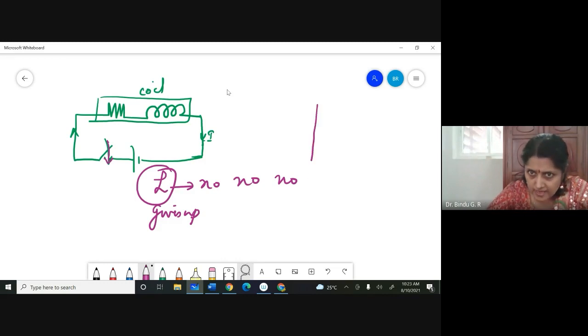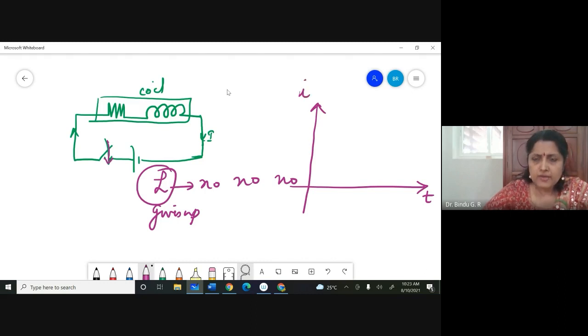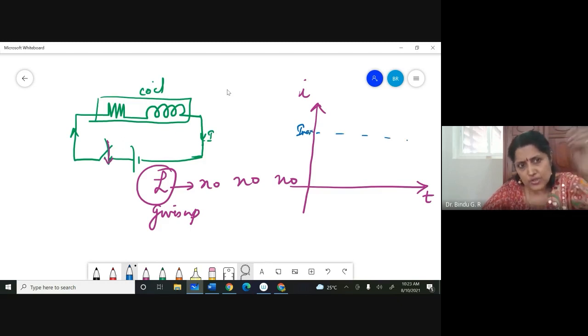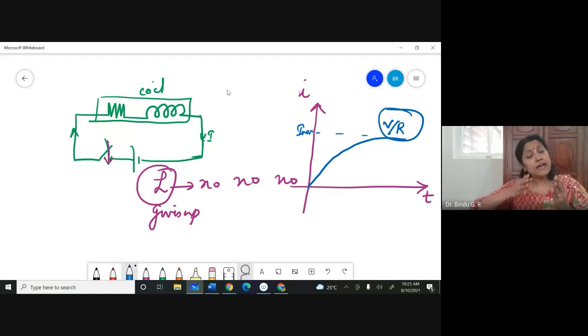That is why, if I plot this value of current with respect to t, it has a maximum I max. When I switch on, it starts increasing. It fights with L, it fights with self-inductance, and finally self-inductance gives up and it becomes I max, which is V by R. From then on, Ohm's law is satisfied. Ohm's law can be applied, not before. Okay, so L loses the fight.